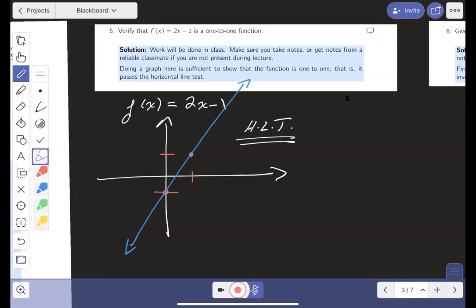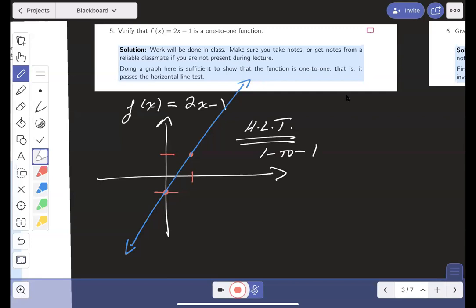Okay. So horizontal line test. What am I saying over here? I'm looking for a horizontal line that hits it more than once, and I can't find any. All horizontal lines, no matter where I draw them, are going to hit this once. All horizontal lines hit once. So by the horizontal line test, this is definitely a one-to-one function.